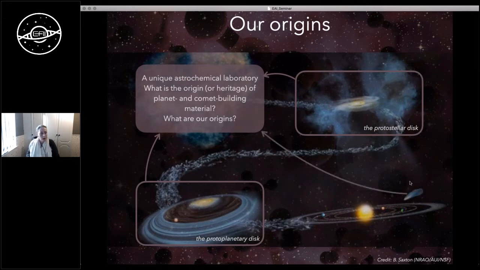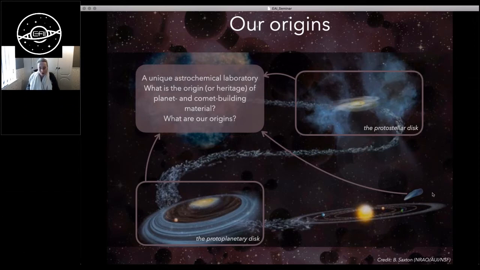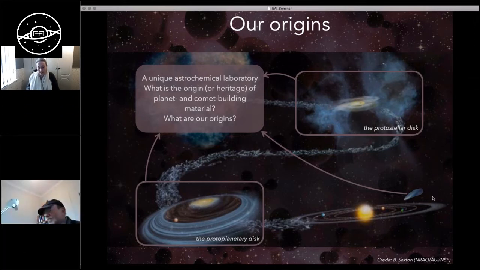So of course, comets are also a very important source of information and are themselves very unique astrochemical laboratories as well. So we want to probe what's the origin or heritage of planet and comet building material, and that also feeds into our origins. So we like to think of chemistry as having a hierarchy. We start with simple molecules, we move up to more complex molecules, and then finally that creates our feedstock for our prebiotic chemistry, hopefully.